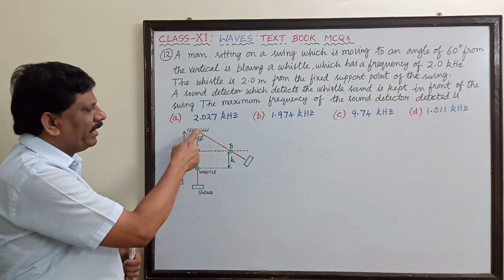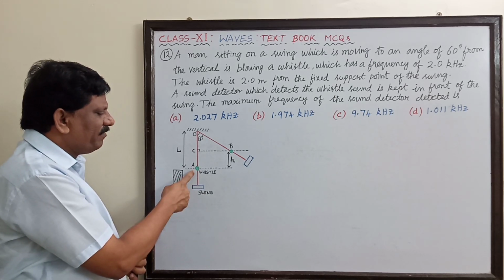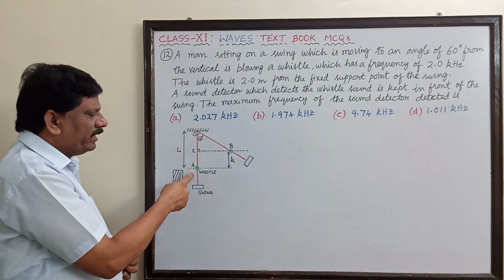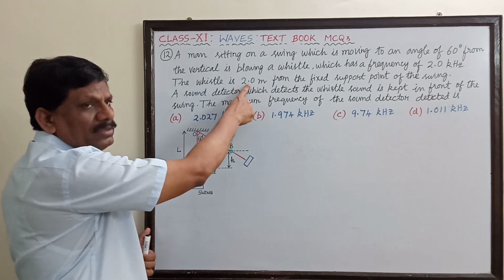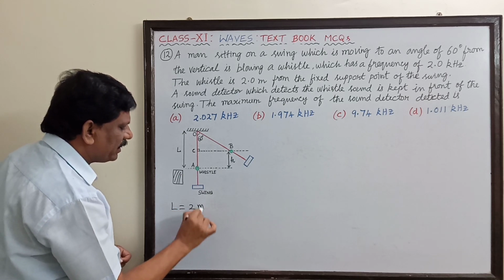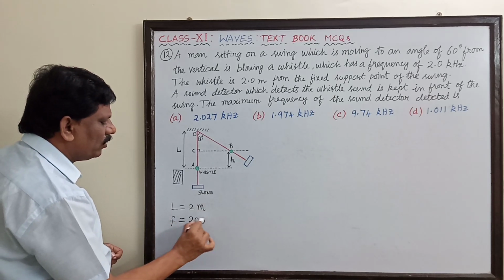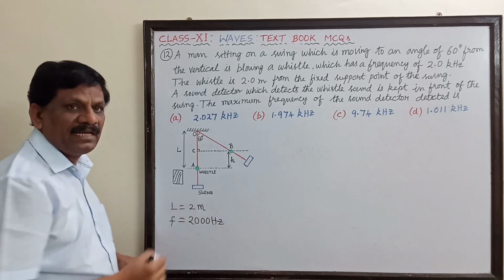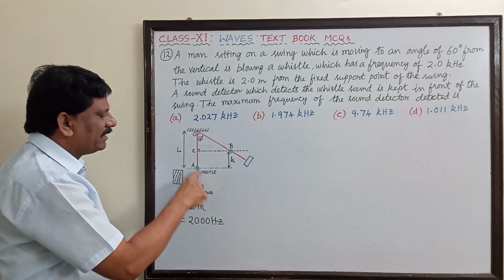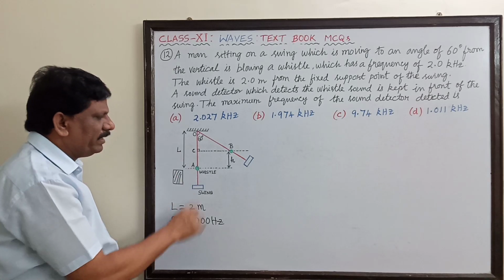O is a fixed point from which a swing is suspended, and a whistle is fixed at position A. The length OA is given as L, equal to 2 meters. The frequency of the source is given as 2 kilohertz, that is 2000 hertz. This is the actual frequency of the whistle. The position of the whistle is at a distance of 2 meters from the suspension point, so L is equal to 2 meters.